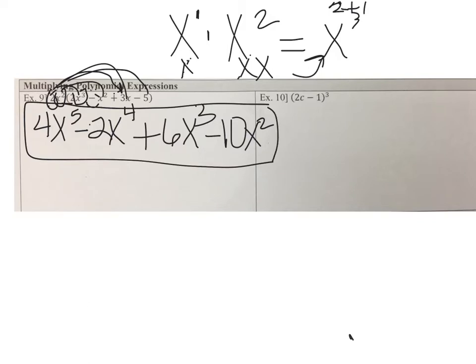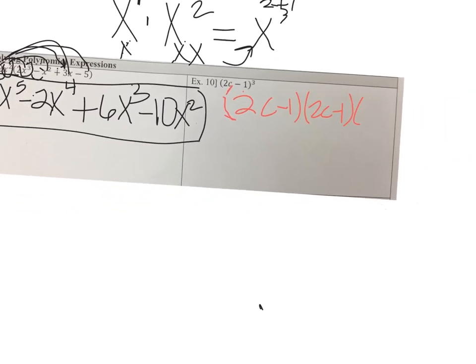All right, next one, 2c minus 1 cubed. Please do not try to distribute this cube. That's a no-no. Do not do that. You're going to have to physically write it out 3 times. 2c minus 1, 2c minus 1, 2c minus 1.